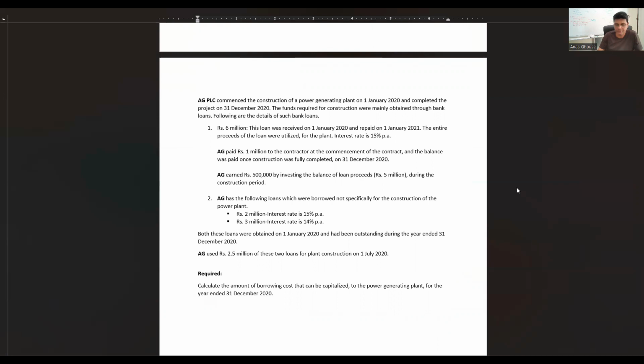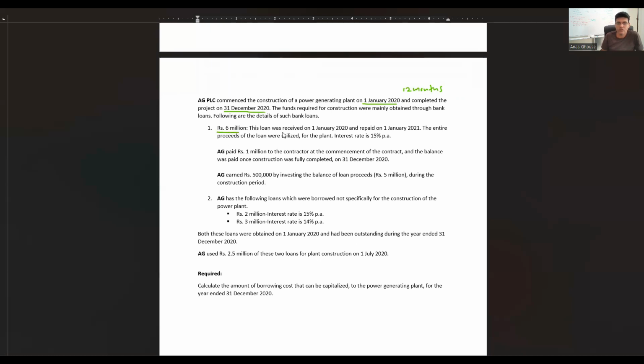Okay, let's go through the question. AG PLC commenced the construction of a power generation plant on 1st January 2020 and completed the project on 31st December 2020. So here it took 12 months. The funds required for construction were mainly obtained through bank loans. Following are the details of such bank loans.